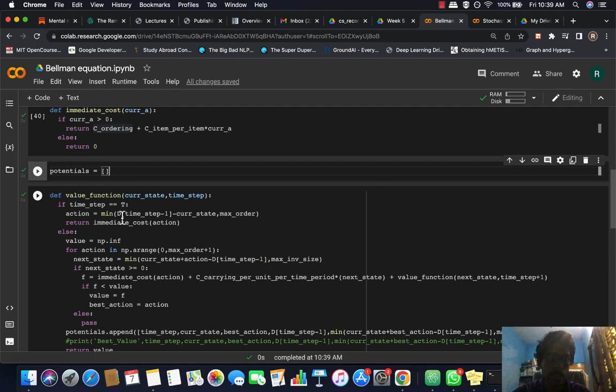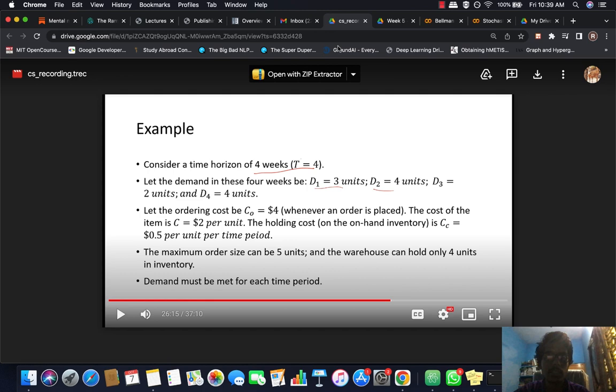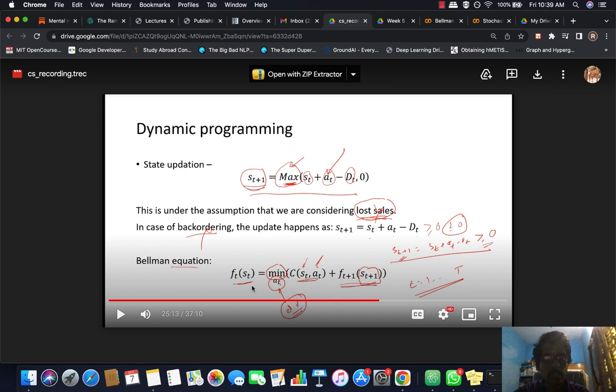So let us look at the value function. The value function is nothing but the Bellman equation here. F_t of s_t is given, right? So this is the value function that we are going to model. Here you can see that it is a recursive relation.